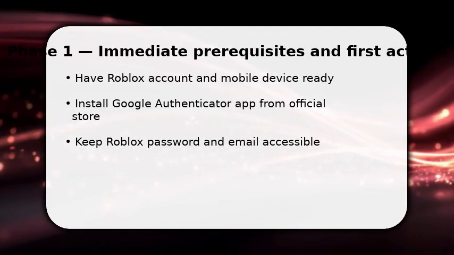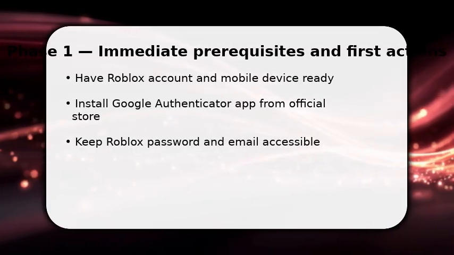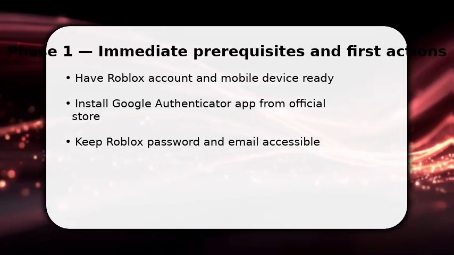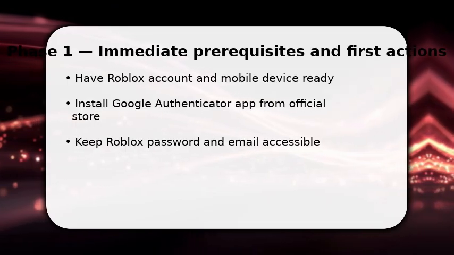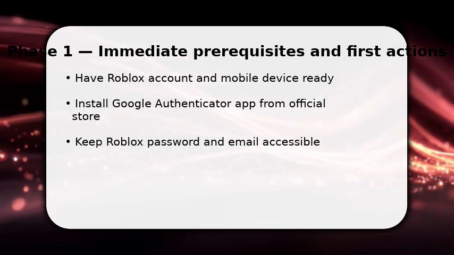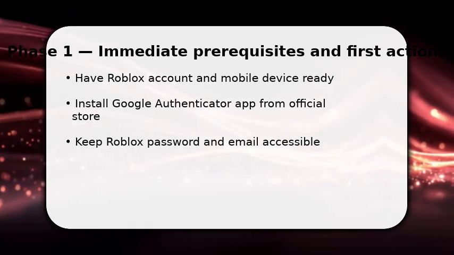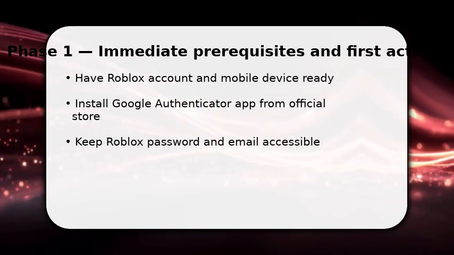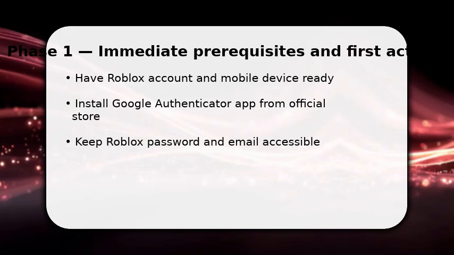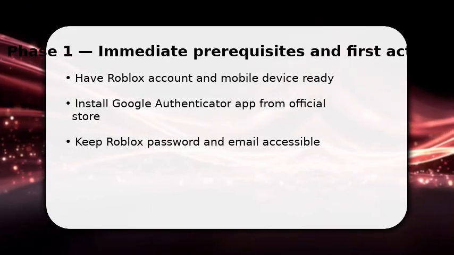You begin by opening Roblox settings and confirming your email. This links the Authenticator. Once done, go to Security and tap two-step verification to start. You will see a QR code or a manual key. Choose QR if your phone can scan. Make sure to have Google Authenticator already installed on your mobile device.